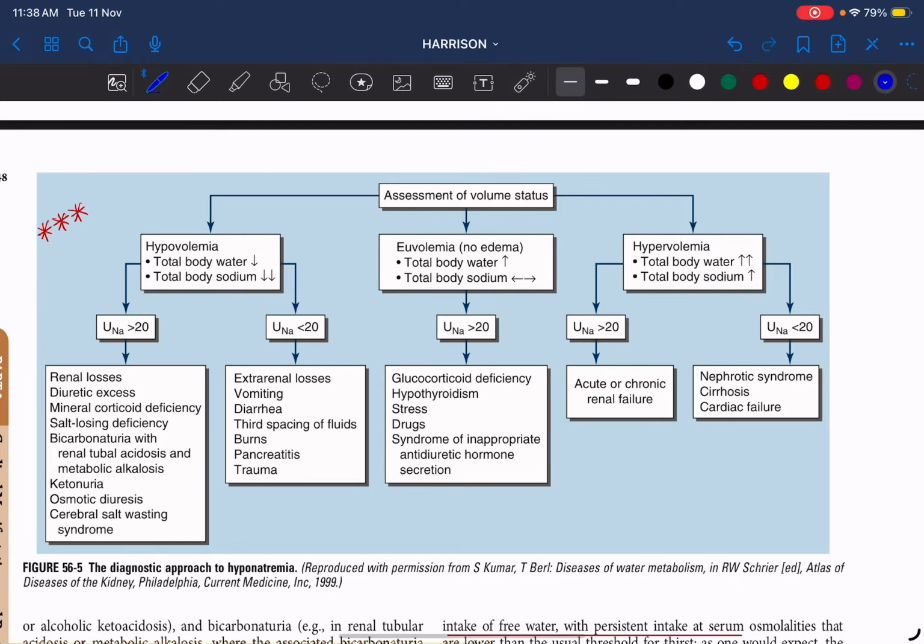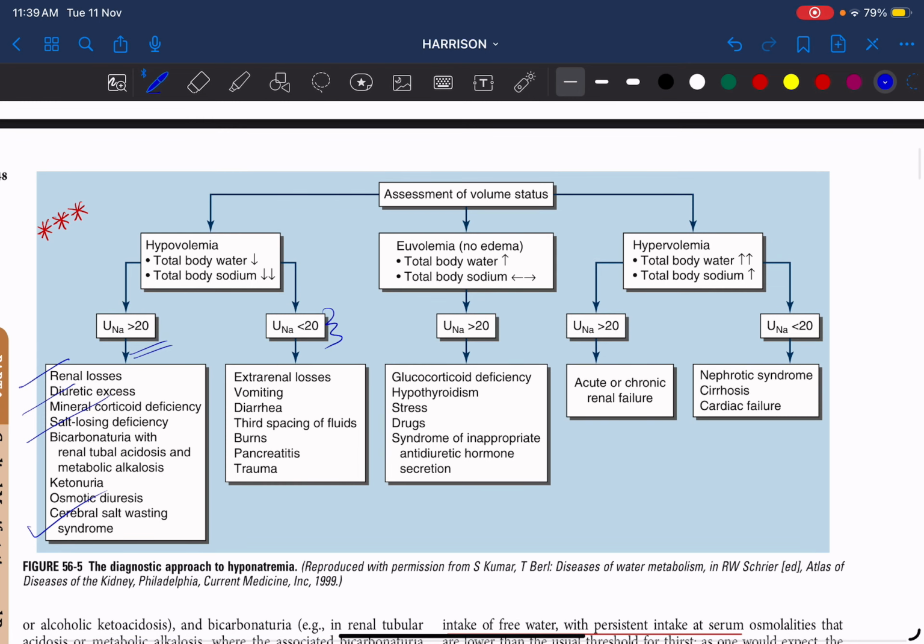Let us see hypovolemic hyponatremia. When the urine sodium is more than 20, remember, it is always the kidney. Renal causes: diuretic excess, mineralocorticoid deficiency, that is primary adrenal insufficiency, and cerebral salt wasting syndrome. I have discussed SIADH, which is a separate topic; you can find it in a separate video under this playlist. When the urine sodium is less than 20, think about extrarenal losses like vomiting, diarrhea, burns, pancreatitis, trauma.